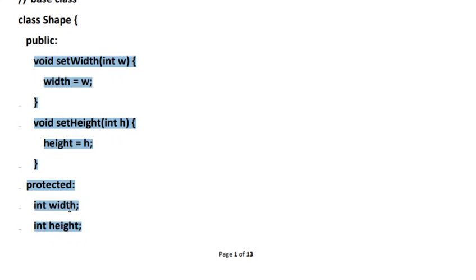Now, we have learned in the theory class that in case of protected access specifier, the members can be accessed by the members of the base class, or it can be accessed by the members of the derived class, right? So here, set width, set height are the public members, whereas width and height are the protected members.